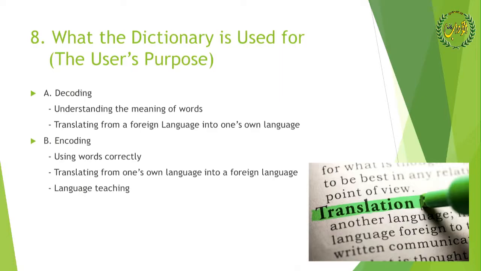While encoding means using words correctly. So for example, you go to a dictionary because you have a word but you don't know how to use it correctly. So this is encoding. Or translating from one's own language into a foreign language. In our case, translating from Arabic into English. This is also encoding. Or language teaching. So if we come to translation, because this is very important for translation students, translating from English into Arabic is decoding, while translating from Arabic into English is encoding.